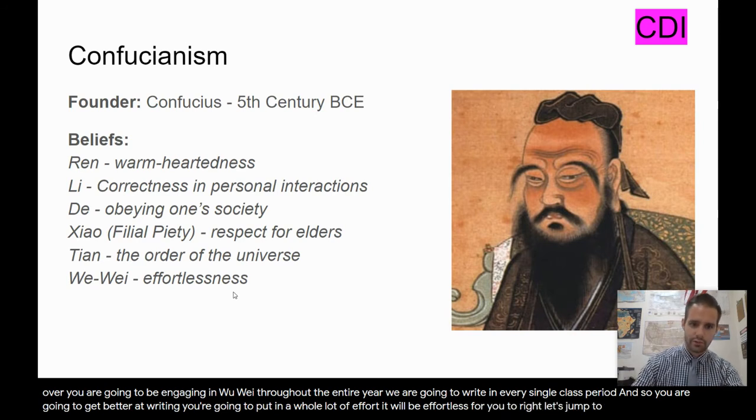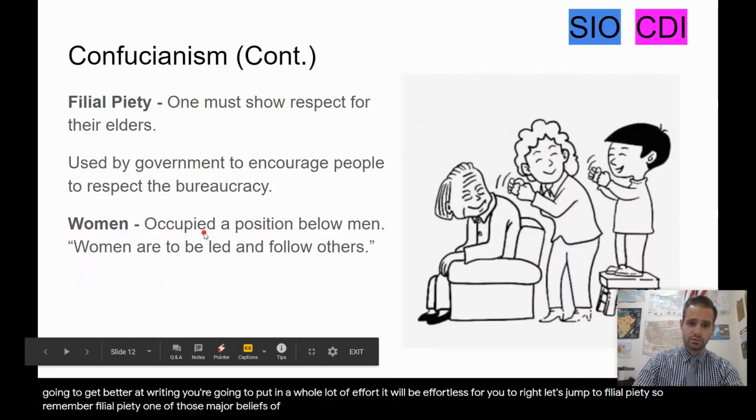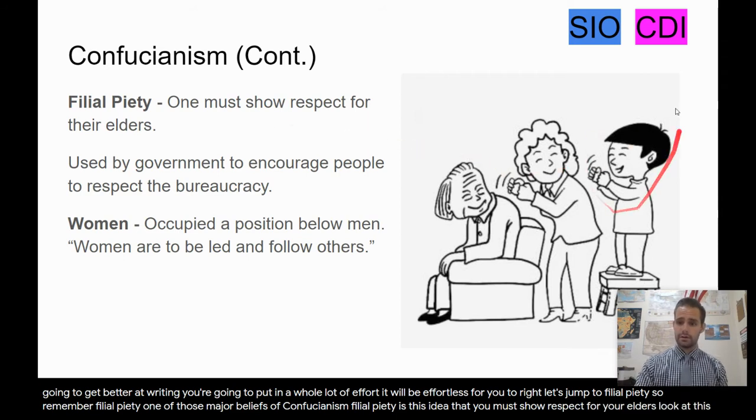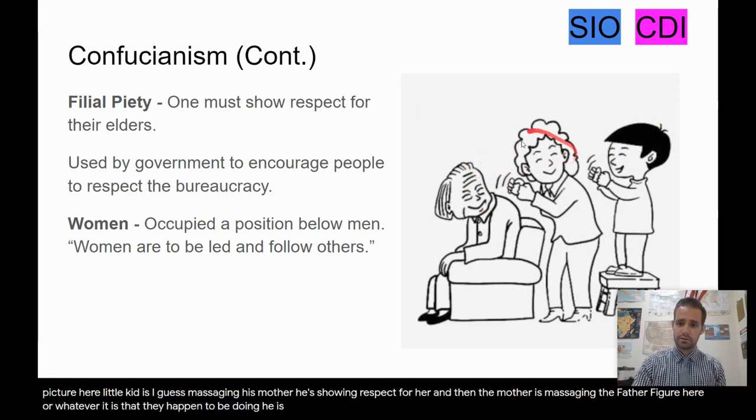Let's jump to filial piety. So remember, filial piety, one of those major beliefs of Confucianism. Filial piety is this idea that you must show respect for your elders. Look at this picture here. Little kid is, I guess, massaging his mother. He's showing respect for her. And then the mother is massaging the father figure here, or whatever it is that they happen to be doing. He is respecting her. She is respecting him. So you must show respect for your elders.